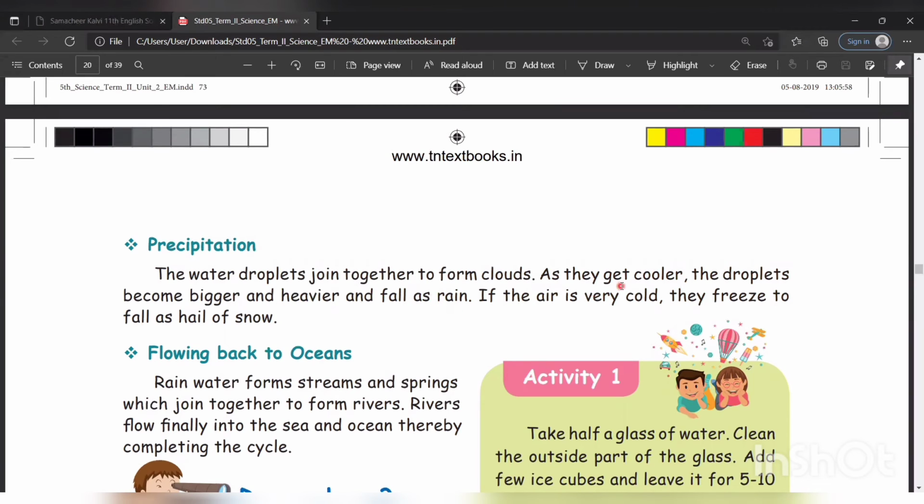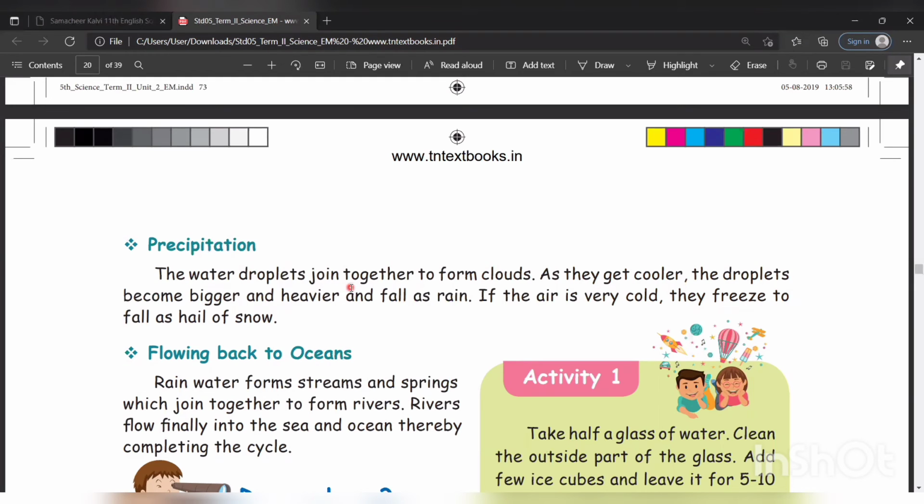So as it gets cooler, those droplets join together, become bigger, and become heavier. And in that case, what happens? It falls as rain. If the atmosphere of that place is very cold, what happens? The droplets freeze and fall as hail or snow. You would have heard it called ice rain. So, hail or snow.